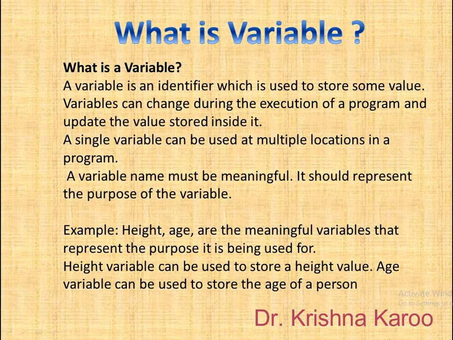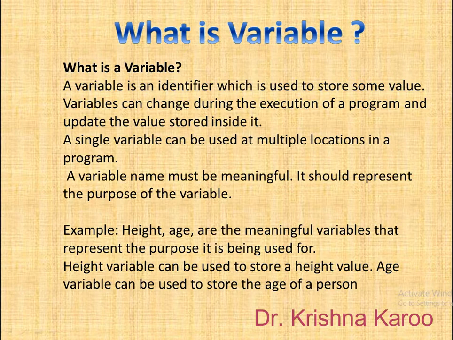may be changed during the execution of the program. So in other words, we can also say that a variable is an identifier which is used to store some value. Value can be changed during the execution of the program and update the value stored inside it. So this is about the variable. A single variable can be used at multiple locations in a program. Means when we create a variable, we can use it multiple times.